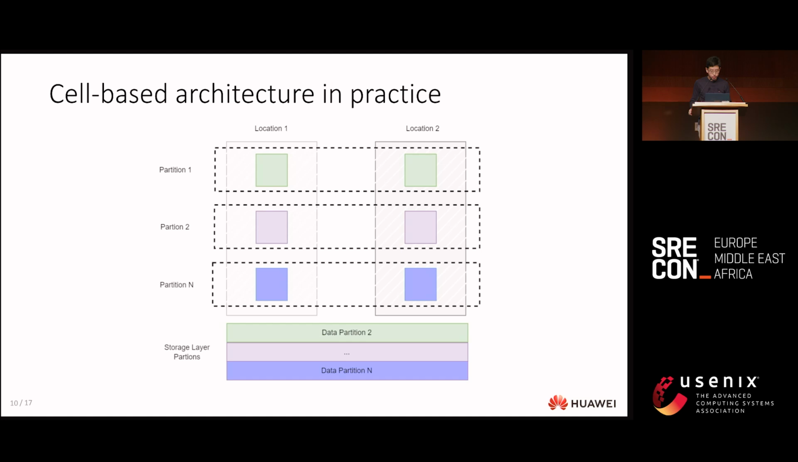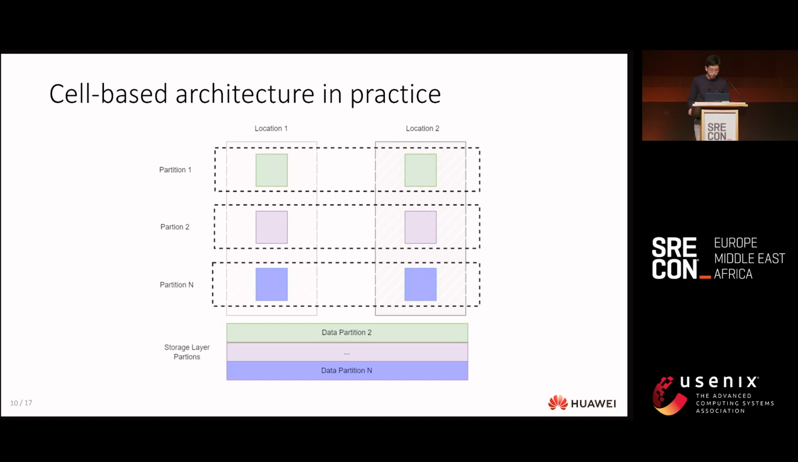How about the high availability for each cell? You may not want to have just one cell for one data partition. So in practice, you may have multiple locations. Locations here could be AZ, data center, or even geo locations or region.